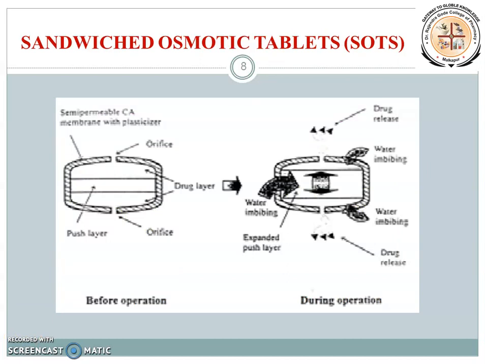Another multi-chamber osmotic pump is the sandwich osmotic pump, where the osmotic agent compartment is sandwiched between two drug compartments. See, this is the portion where the osmotic agent may be present, and on the top side of the device and the bottom side of the device, there is a drug compartment which is drilled with a small orifice.